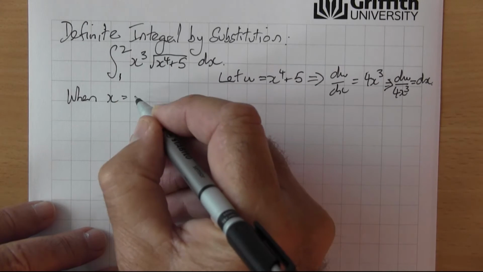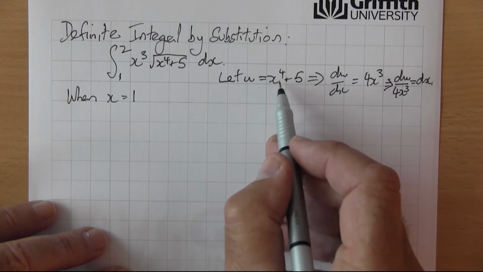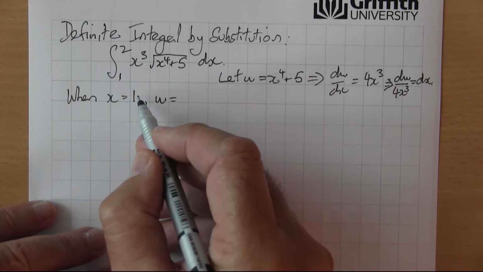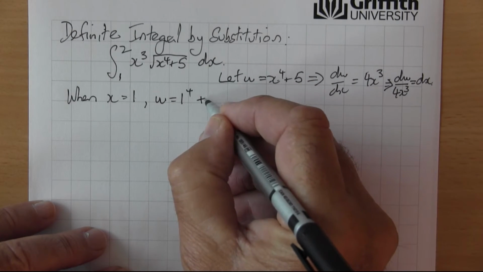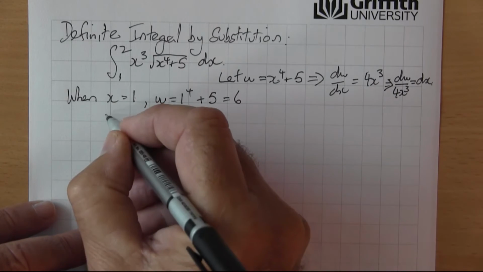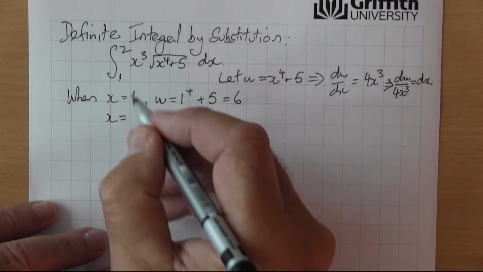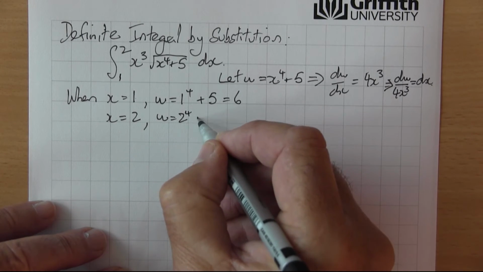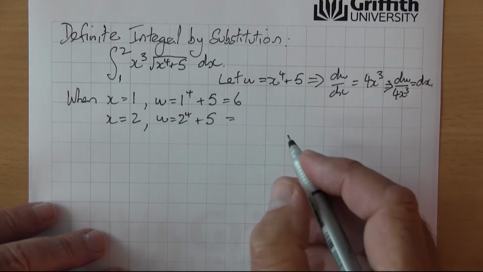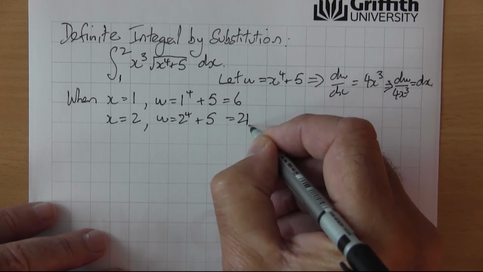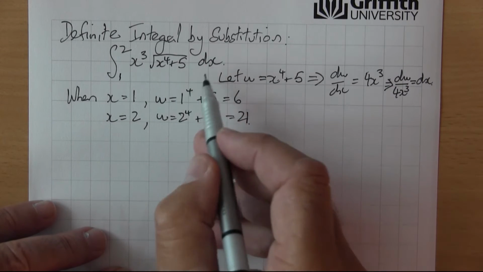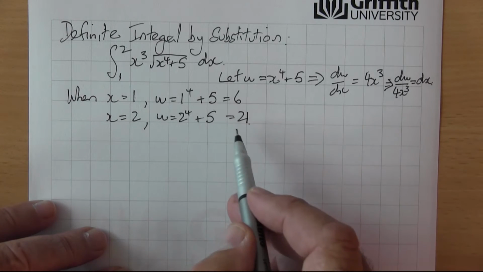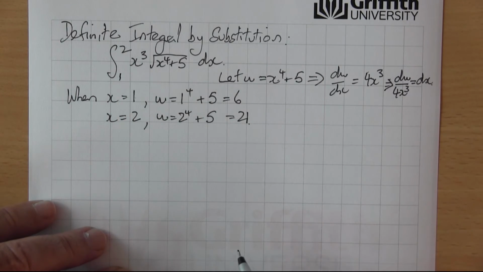So we've got to make these into u values, and we can find the corresponding u values when x is equal to 1. We know that u is equal to x to the power of 4, so 1 to the power of 4 plus 5, and that's equal to 6. And when x is equal to 2, u is equal to 2 to the power of 4 plus 5. 2 to the power of 4 is 16, plus 5 is 21. So because we're going to, hopefully by substitution, just have an integral with respect to u, these values can be from 6 to 21 instead of from 1 to 2.